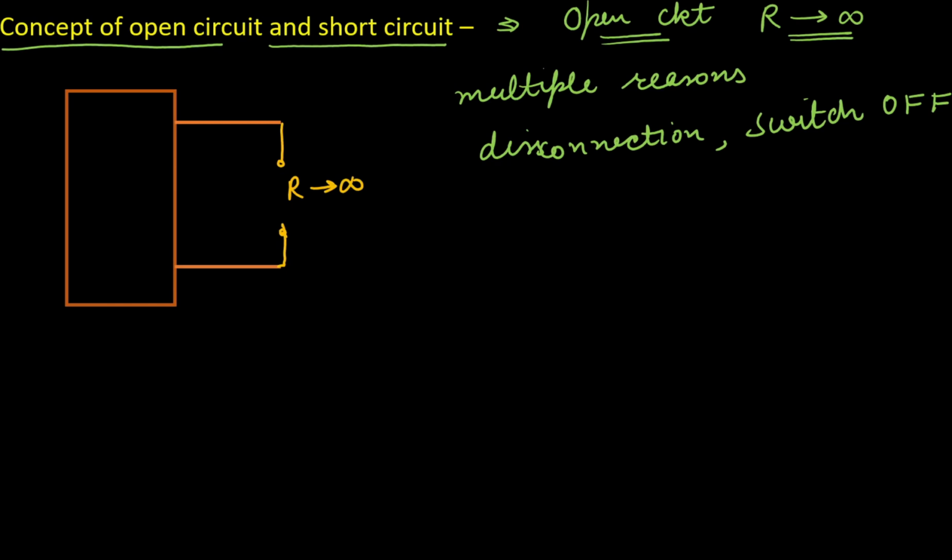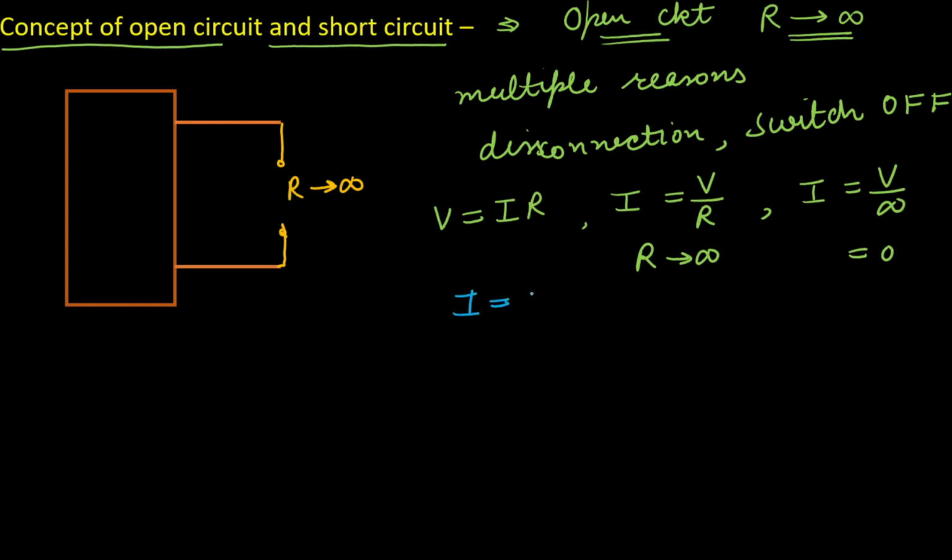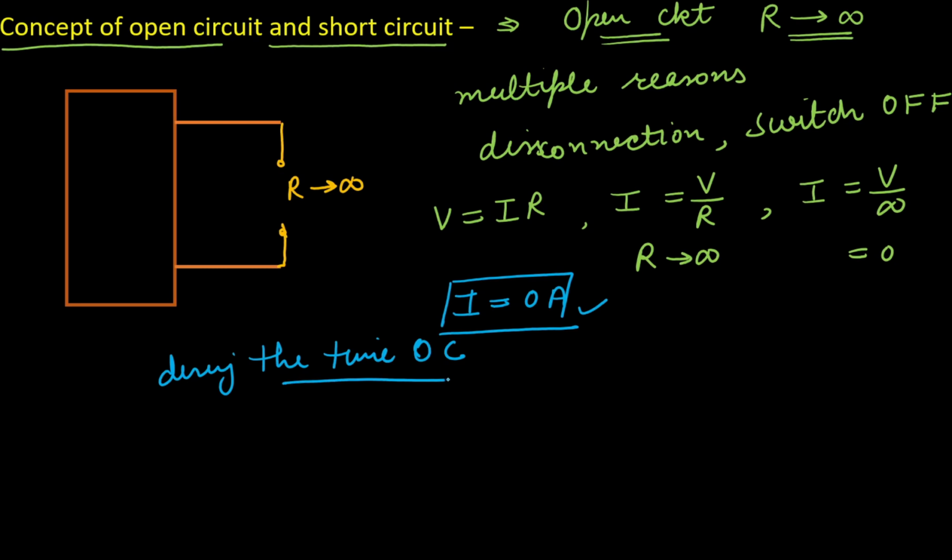As we know, according to Ohm's law, V is equal to I times R. So the current will be equal to V by R. Since R is approaching infinity, I will be equal to V by infinity, which is equal to 0. So the value of the current at the time of open circuit will be equal to 0 amperes. This is an important condition which you need to remember: during open circuit, the current in that particular circuit element approaches 0 amperes.